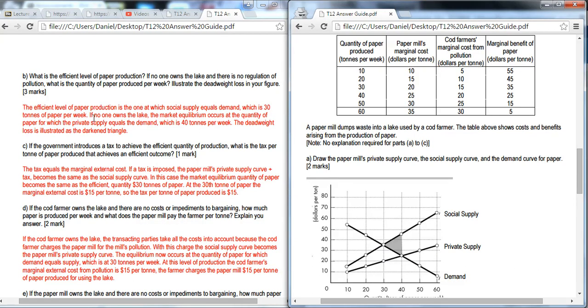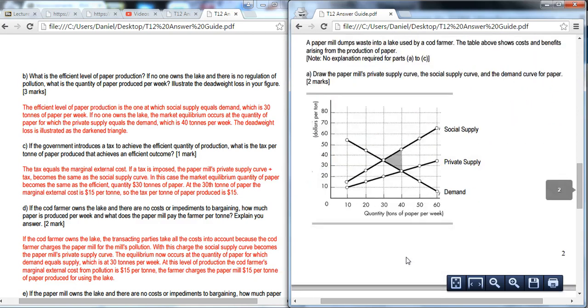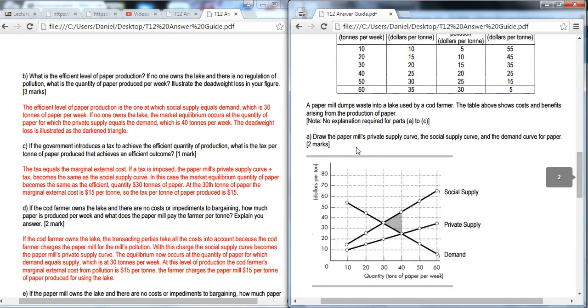That's right. And if no one owns the lake and there is no regulation of pollution, the quantity of paper produced per week isn't going to be that, because the paper people are going to say, hey, it doesn't matter to us. The pollution doesn't really bother us. What matters to us is we want to make maximum profit. So we're going to produce at the point where the demand curve, the marginal benefit to us, equals our supply curve, the marginal cost to us. So we're going to produce at this point here, 40 tons of paper per week.